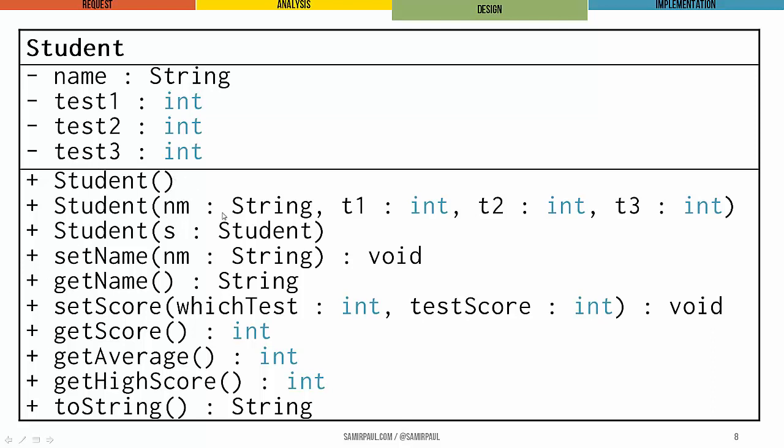If there are parameters, we list them as well as their type. And if they have a return type, which is the case for every method except for our constructors, we list their return types as well. So here, set name's return type is void. Get name's return type is string. Set score's return type is void, and so on. We can see these are int, and string for these last 4 methods, none of which take any parameters.